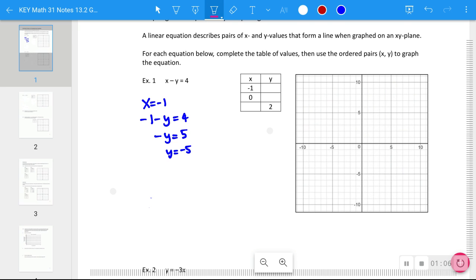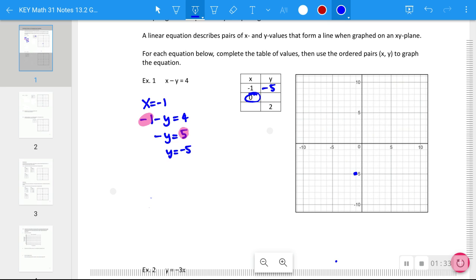And you can see that we've added 1 to both sides to get this 5. And then we divide both sides by -1 to get the y by itself, and that gives us a -5 value for the y. So 1 to the left and 5 down. There's our first point.